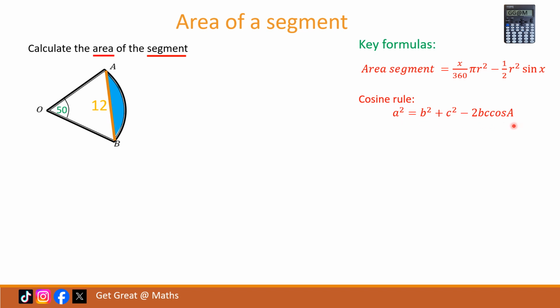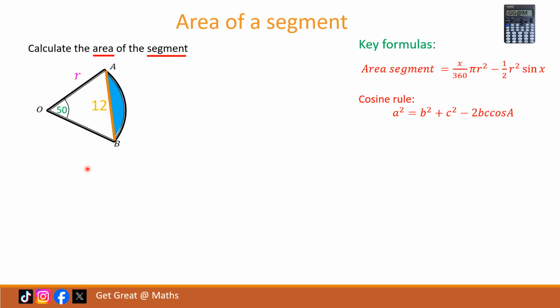Press pause, have a go at answering the question, see if you can use these key formulas to work out the area of this segment here, and then press play when you're ready to hear the answer. Okay, well done. If you've got an answer, give me a big thumbs up and a smiley face. Well done for getting an answer.